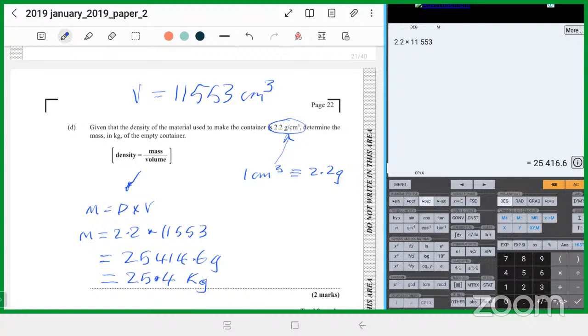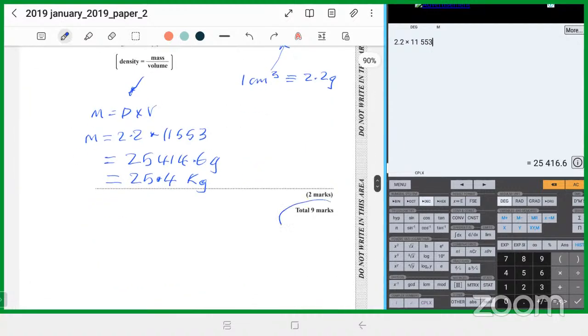Very good? All right. And as I said, we could have just used this information if they did not give us that formula. That's what this means. It means that 1 cm cube is 2.2 grams. And if you want to know this amount of cm cube, you just multiply this ratio by that value, and you're going to get the same answer. All right. Let's not digress. Let's continue. That finishes another 9 marks.